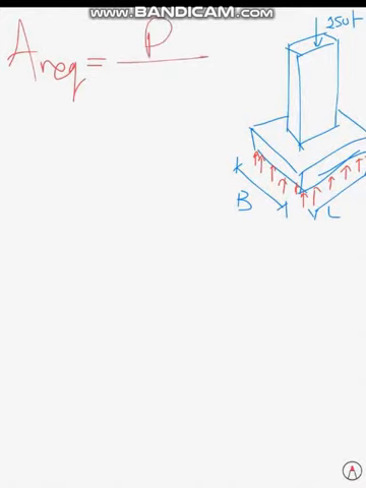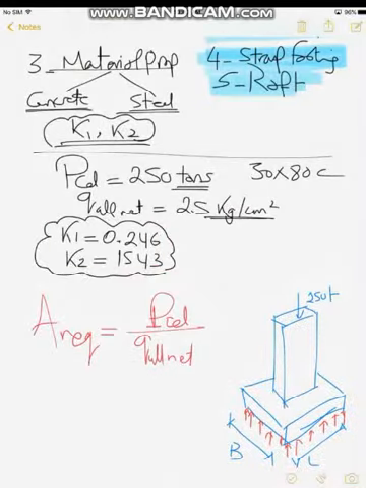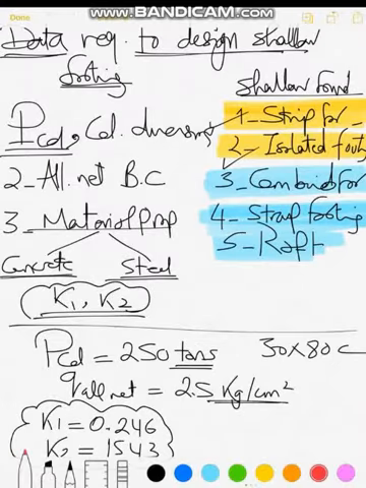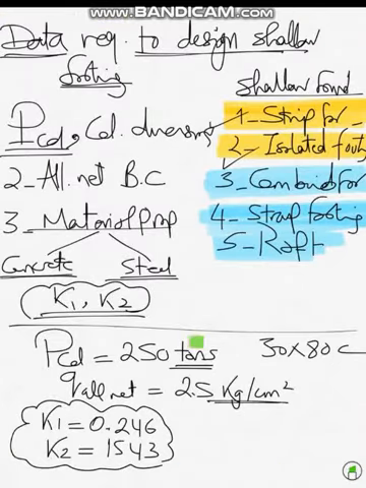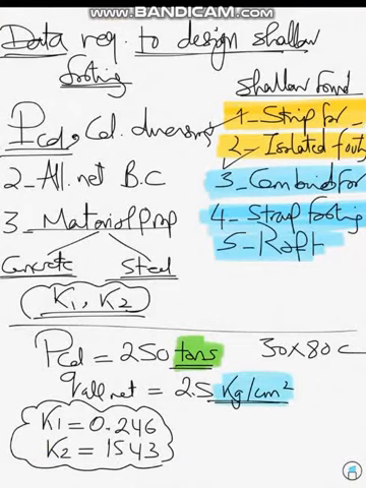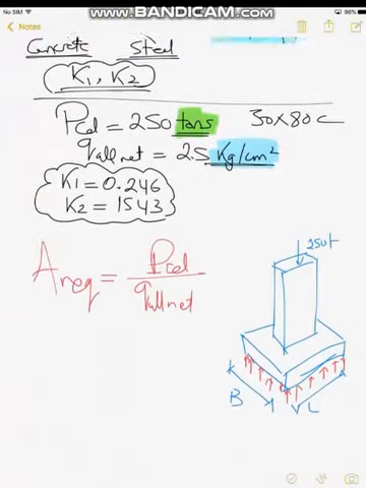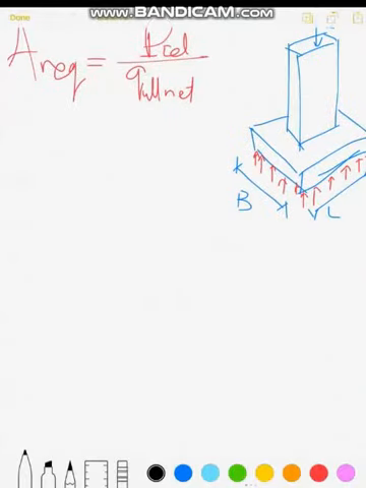I need to divide the column load over Q allowable net, and you have to be aware that there are different units. If you can see here, this is 250 tons and this is kilogram per centimeter squared. So I need to convert one of these values to the other unit, and there is a unit conversion if you wish to know the units.